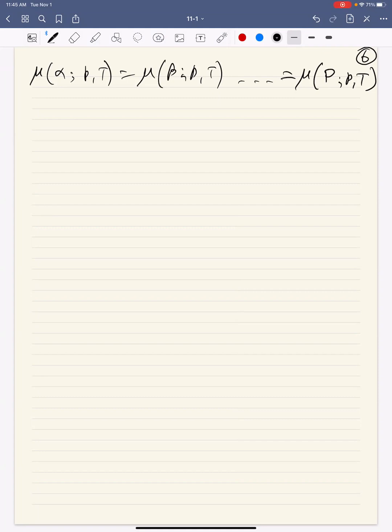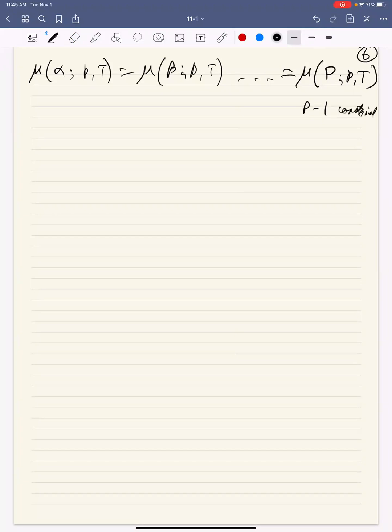Okay, if you had only two phases, it would have been one equation, right? If you have three phases, it would have been two equations. If you have P phases, it is P minus 1 equations. So this is P minus 1 constraints.